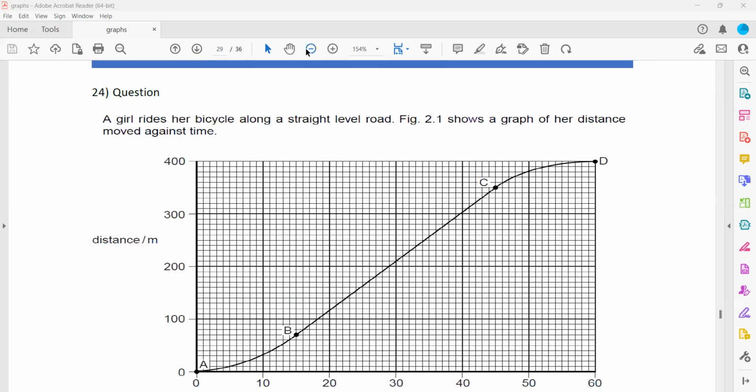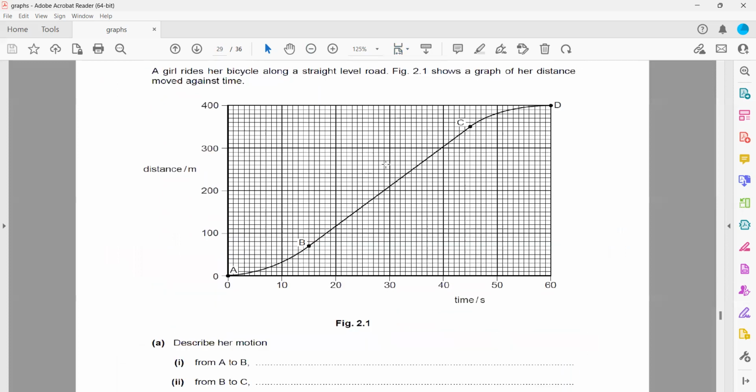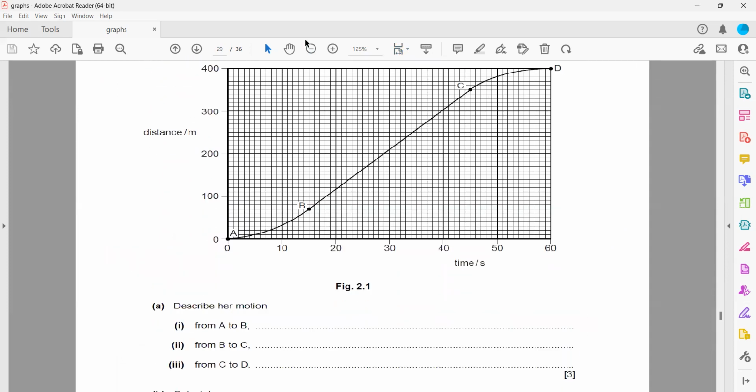In question 24, a girl rides her bicycle. Describe the motion. It's a distance-time graph. The slope represents speed. From A to B, what happened? The speed increases because the slope is increasing. B to C, the speed is constant because the slope is constant. And from C to D, the speed is decreasing because the slope is decreasing.